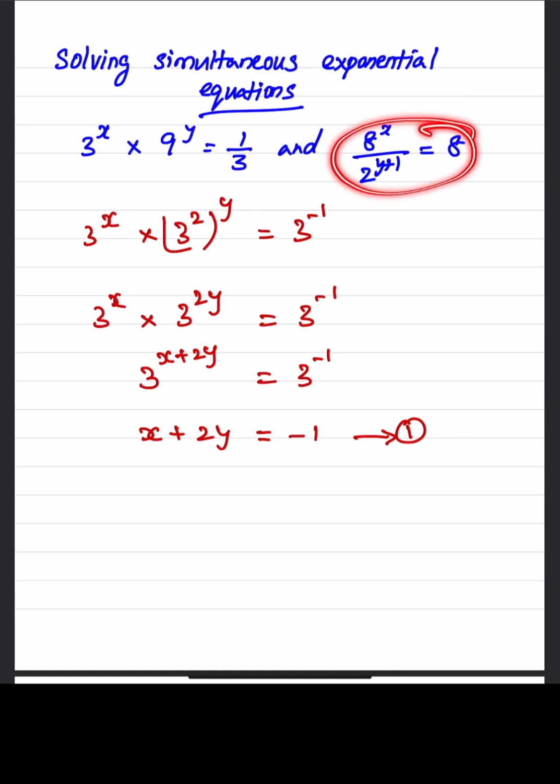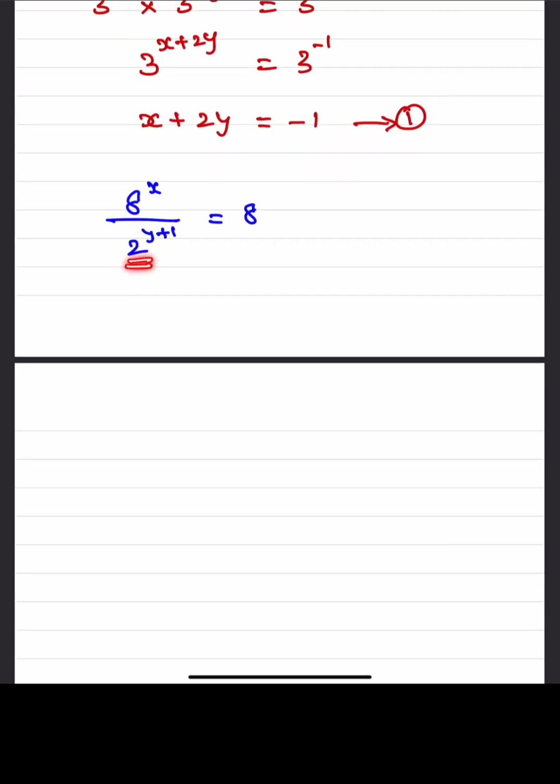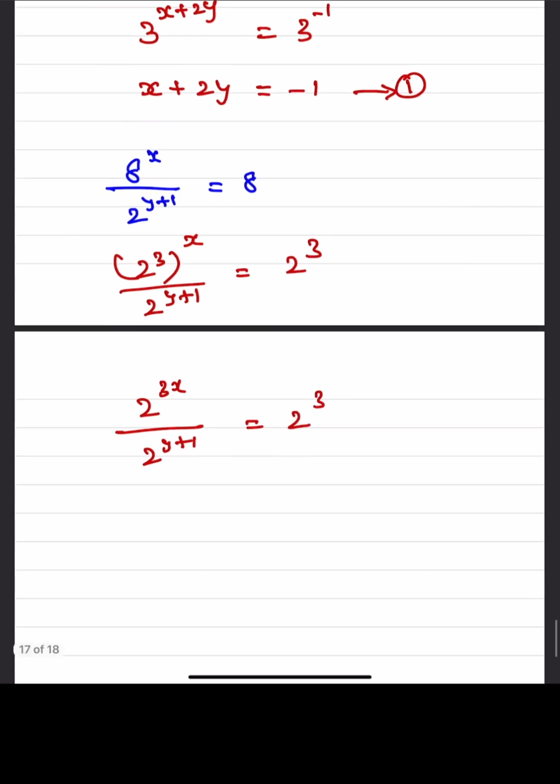Now we'll take this equation and work out. So take 8 to the power x divided by 2 to the power y plus 1 equal to 8. We have the base 2, so we can change this 8 also with base 2. So this becomes 2 cube to the power x divided by 2 to the power y plus 1 equal to 2 cube. As we have the power of power, we can multiply these two powers. So 2 to the power 3x divided by 2 to the power y plus 1 equal to 2 cube.